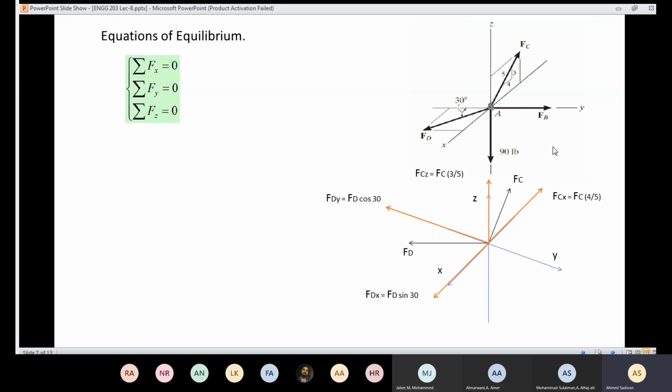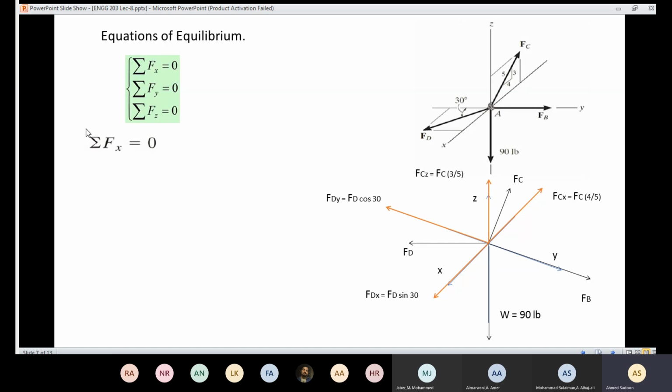Then I have Fb. Regarding Fb, since the Fb is already located on the y-axis, I don't need to do anything with it. I will put it as it is. And also for the weight W, since the W is directed along the Z direction, I'm also going to put it as it is. So now I successfully resolved all the forces into X, Y, and Z axis. Now I'm in position to use the equations of equilibrium.